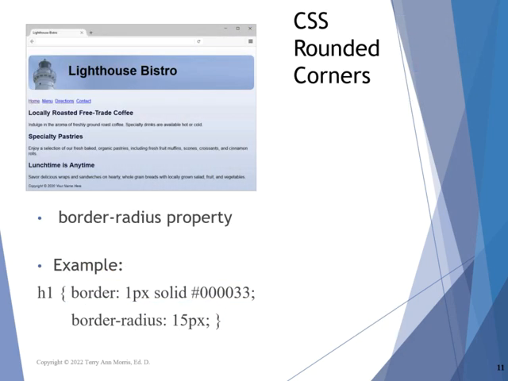CSS rounded corners. To create a simple box with rounded corners, you simply need to add the border radius property to the box. The border radius property is a shorthand property that sets the radius for all 4 corners of the box to the same value when given only one value. For example, we assigned 1 pixel for the box H1 and a solid color of #000033 with a border radius of 15 pixels.